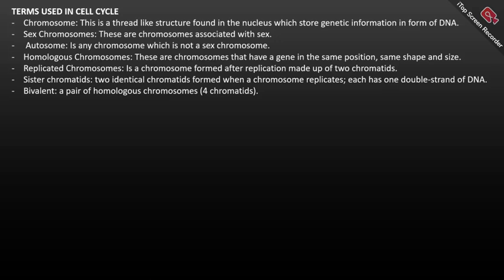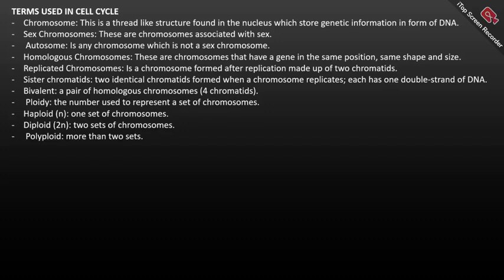Have you ever heard of haploid, diploid? There is also polyploid. What is a ploid? This is the number used to represent a set of chromosomes. When you say haploid, hap means one set of chromosomes. Di means two, so two sets of chromosomes. Then polyploid means more than two sets of chromosomes.